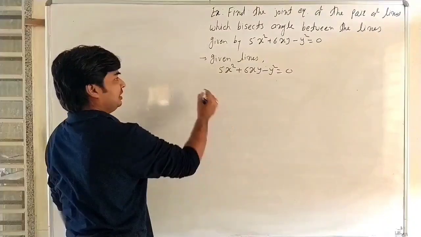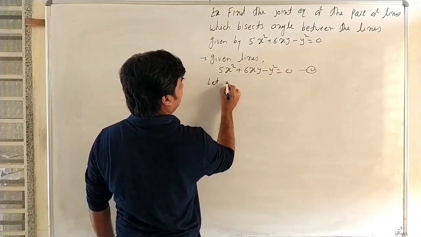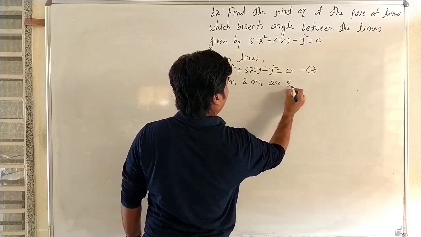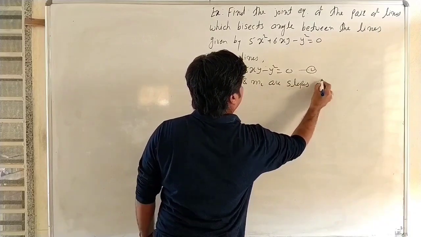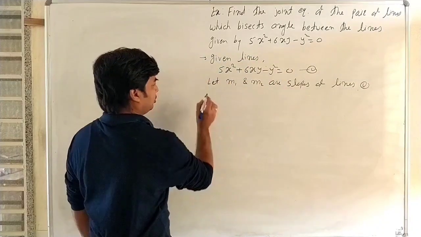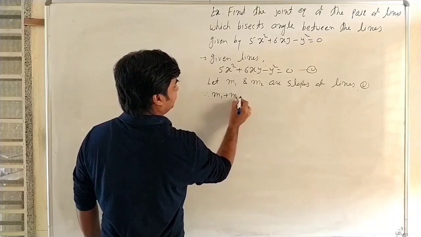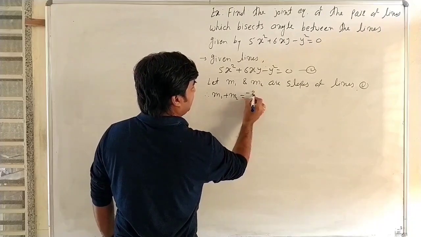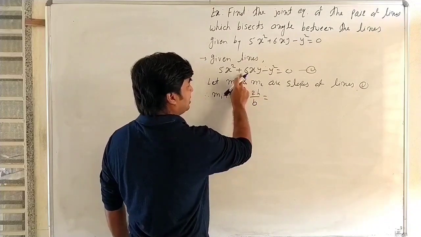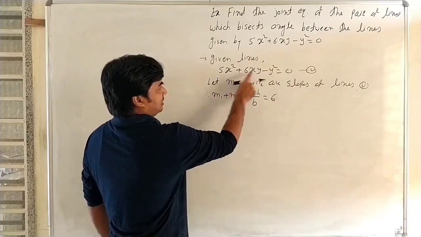Now, here it is the given equation. Let M1 and M2 are slopes of lines. M1 and M2 are the slopes of line 1. Therefore, we know that M1 plus M2 is equal to minus 2H by B. And that is minus 2H by B. It is minus 6 upon minus 1. It is 6.